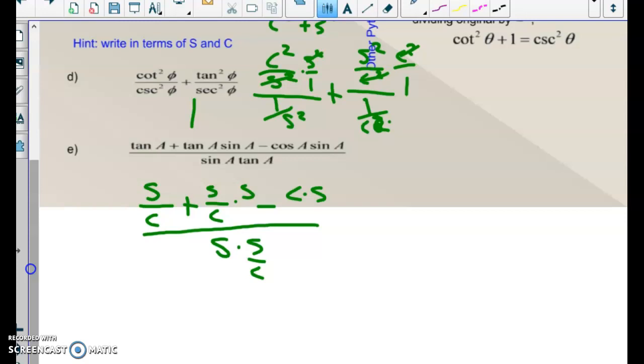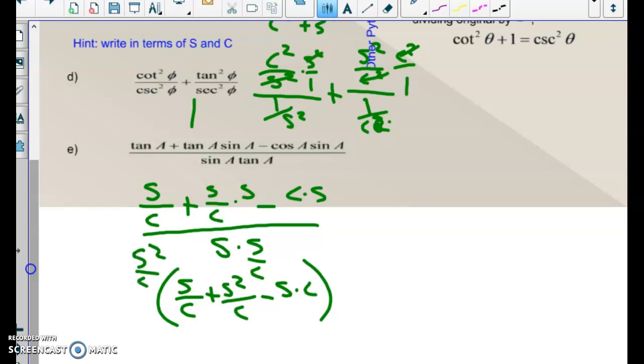So I'm going to just rewrite it to start with here. I'm going to say this is sine over cosine plus sine squared over cosine minus sine times cosine. But instead of, this would be sine squared over cosine. Instead of dividing by that, I'm going to multiply by the reciprocal. And when I do that, I'm going to get a little bit of simplifying here.